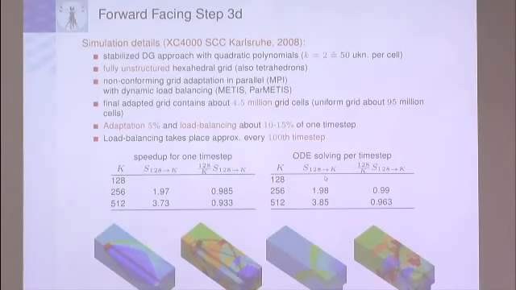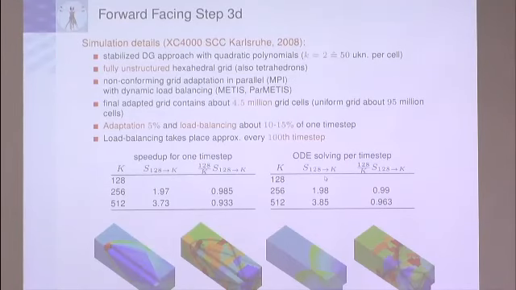Here's some statistics. Adaptation takes about 5% of one time step. And if we do load balancing, it's about 10 to 15% of one time step. But we only have to do that approximately every 100th time step. And here are some scaling numbers. If we go from 128 to 512, we have an overall efficiency of 93%, strong scaling here.